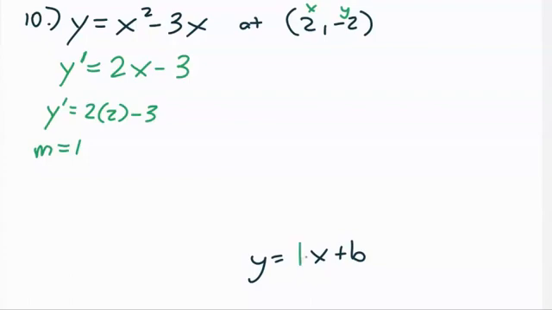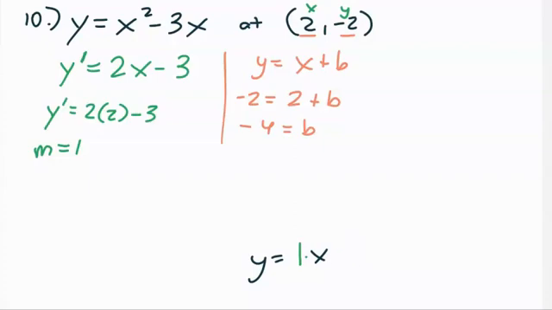So 1x. And now we can just plug into this equation to figure out what the y-intercept is. So our equation looks like y equals 1x plus b. And we have this xy point we can plug in. So we'll make y -2 when x is 2. Subtract 2 from both sides, we get b is -4. And so now we've solved the whole mystery of what our equation of the tangent line looks like. It appears to be y equals 1x minus 4.